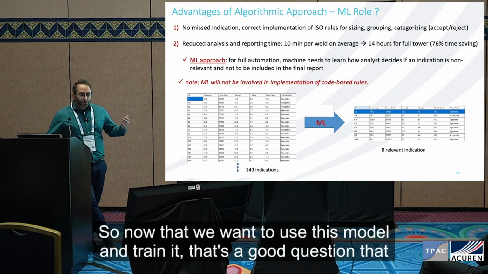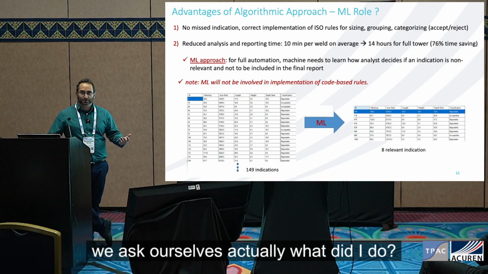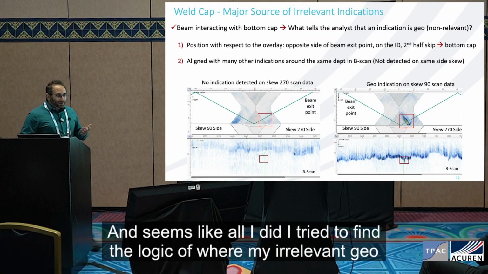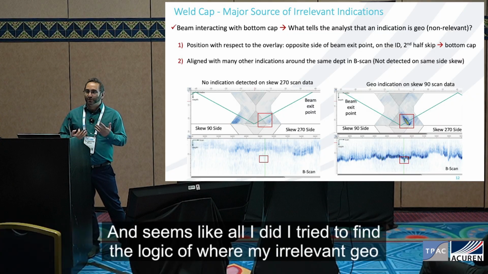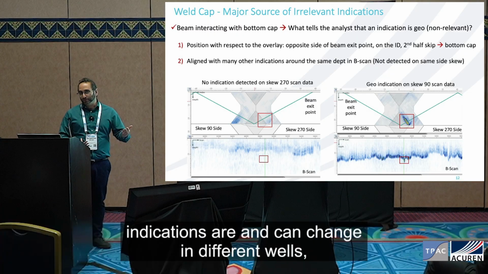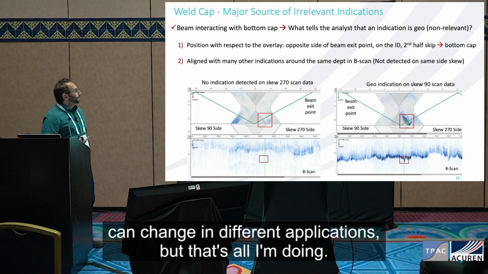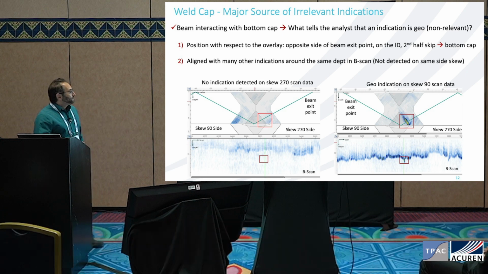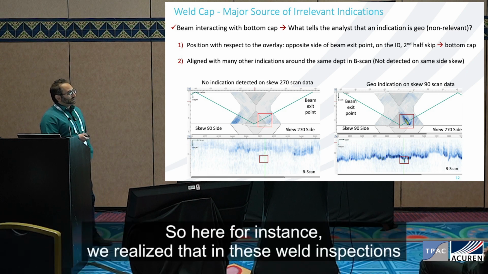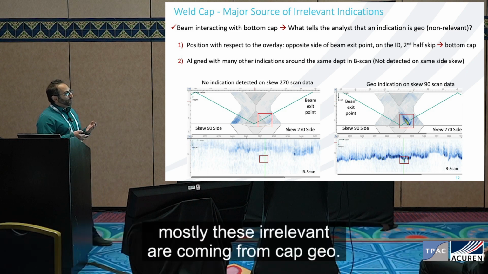Now that we want to use this model and train it, a good question that we asked ourselves is: actually, what did I do? And it seems like all I did was try to find the logic of where my irrelevant geo indications are, and it can change in different welds, can change in different applications. But that's all I'm doing. We are looking for unusual stuff in the scan. So here, for instance, we realized that in these weld inspections, mostly these irrelevant indications are coming from cap geo.